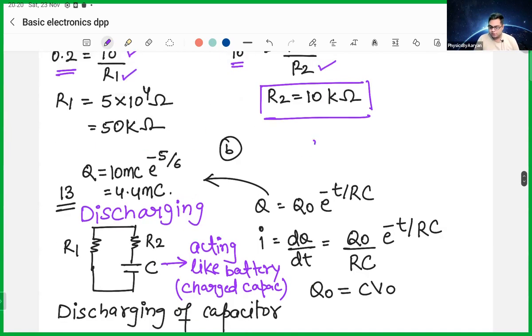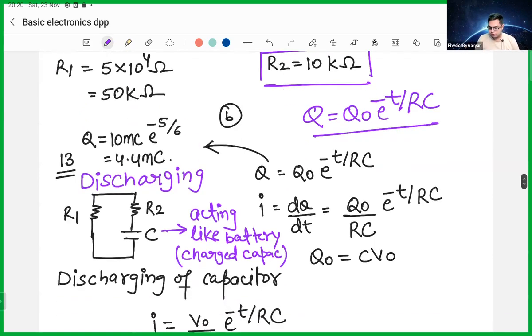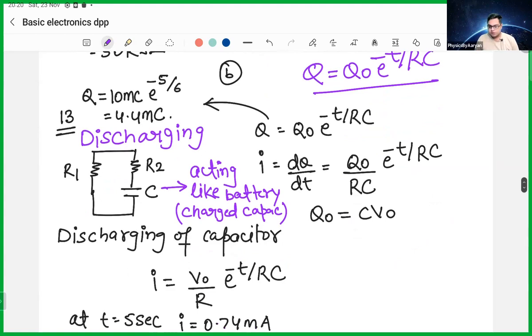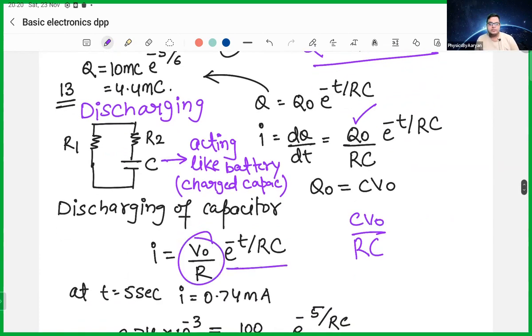Hence the equation can be written as q equals q naught e to the power minus t by RC. This equation clearly shows you that your charge is decreasing with time. And if you differentiate charge, you get a current. So basically you can differentiate this, you will get q naught by RC e to the power minus t by RC, where q naught can be written as C V naught. So if I put q naught as C V naught, and then you have RC, C and C cancel, so you get V naught by R into e to the power minus t by RC. So basically this is your current equation.